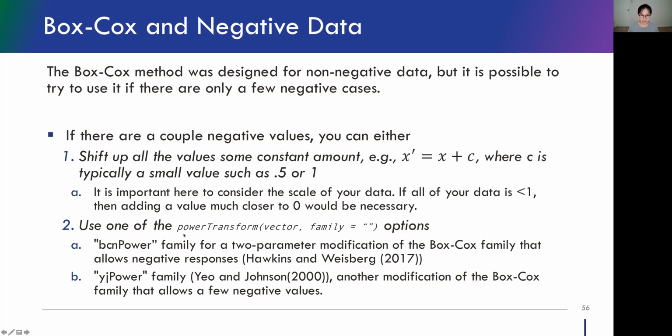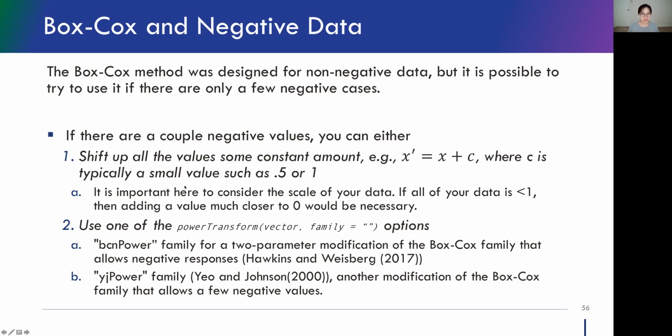Or you can use one of the power transforms with the family options. Family can equal BCN power or YJ power. This font is a bit tricky for this J. So this is Y and J power. These are the options that you can specify when you run this power transform. Then it should work if you have negative responses.